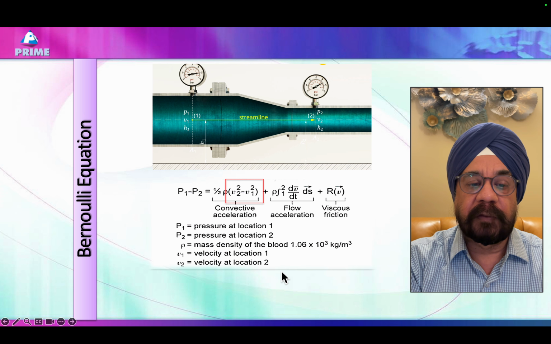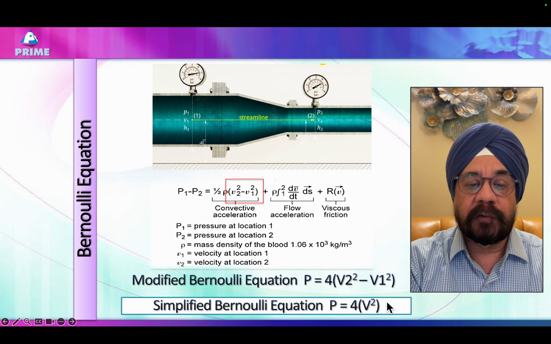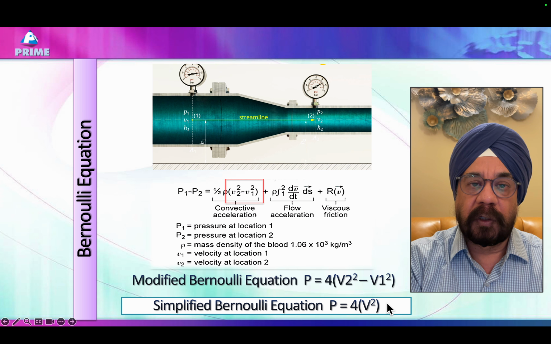We've simplified our equation, and we said that okay, from V2 to V1, we just calculate the difference and multiply it by 4, and we further simplified, say just one velocity ahead of the stenosis, and forget about the proximal velocity because it's usually less than 1. So then the equation is 4v square.